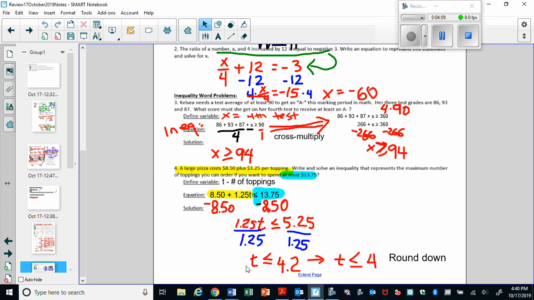Now be careful. If it was t less than or equal to 4.6, you still have to round down because you cannot go above the amount that in this case is less than or equal to. You can't go above 4 toppings, because if we went to 5 toppings and you plug 5 back into your inequality, the inequality will not hold.